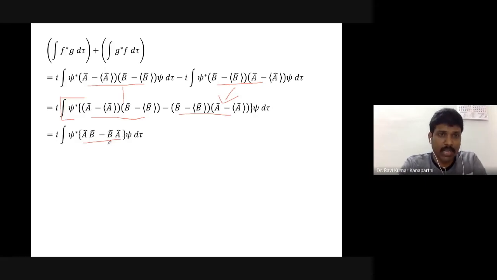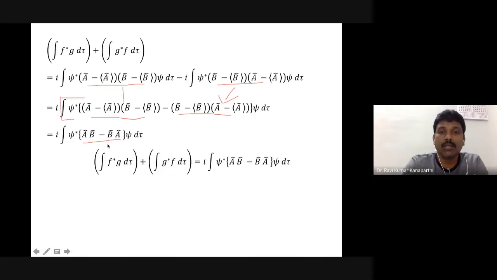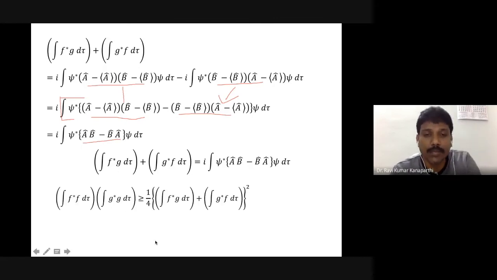And AB minus BA is nothing but the commutator of A comma B, right? So the right hand side summation, the integral f*g dτ plus the integral g*f dτ, is equal to i ∫ ψ*(AB − BA)ψ dτ. Now let us evaluate the Schwarz inequality.